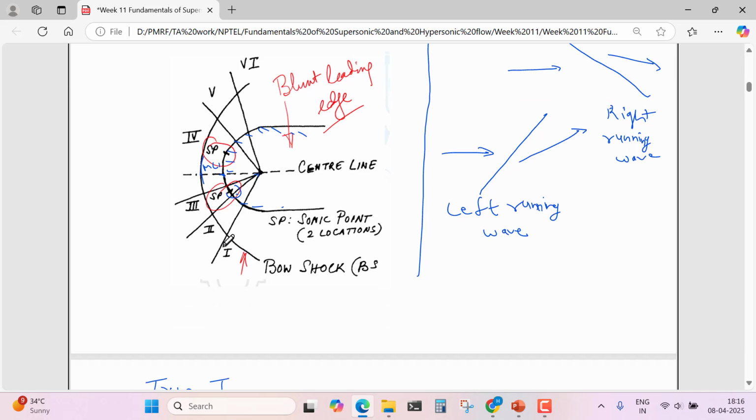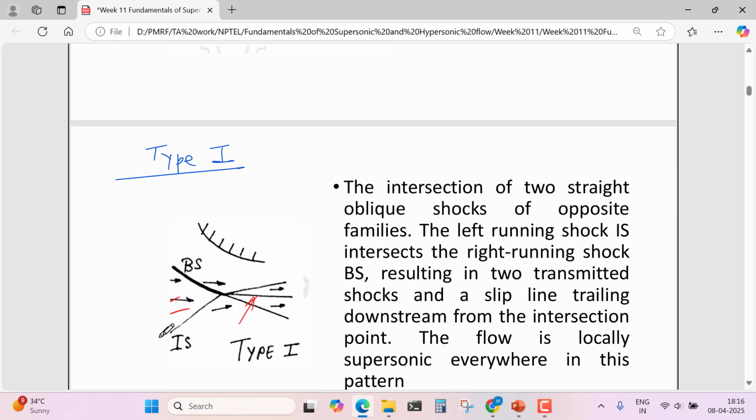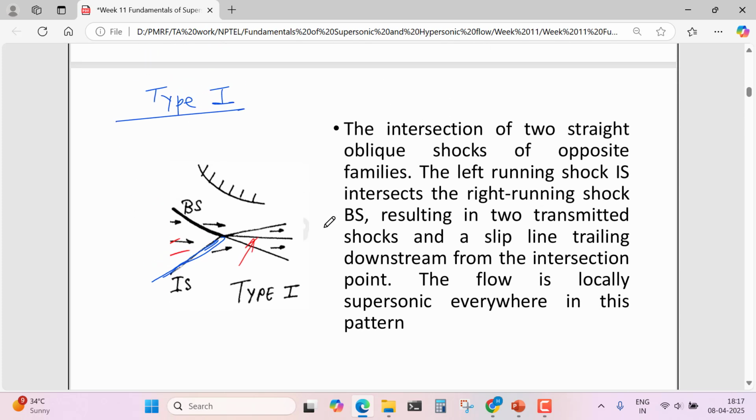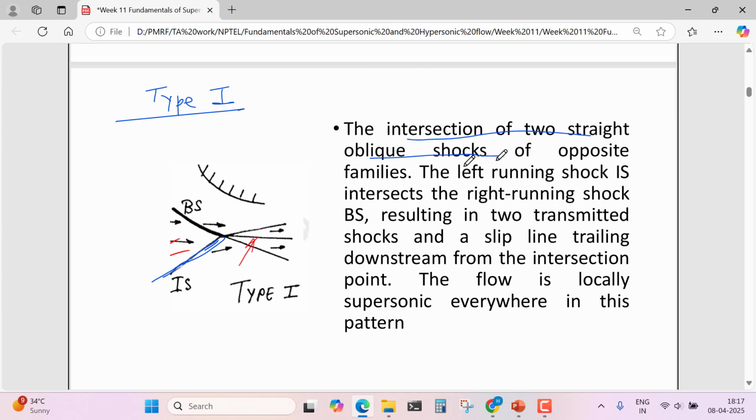So if you see this region, this is almost like a right running wave. Okay. So if an incident shock is interacting with it, it will be a left running wave. So type 1 is the interaction of two straight oblique shocks which are of opposite family. One is a left running wave and another is a right running wave. I think the question asked this only, but we'll first learn all the other types, then we'll discuss that problem.